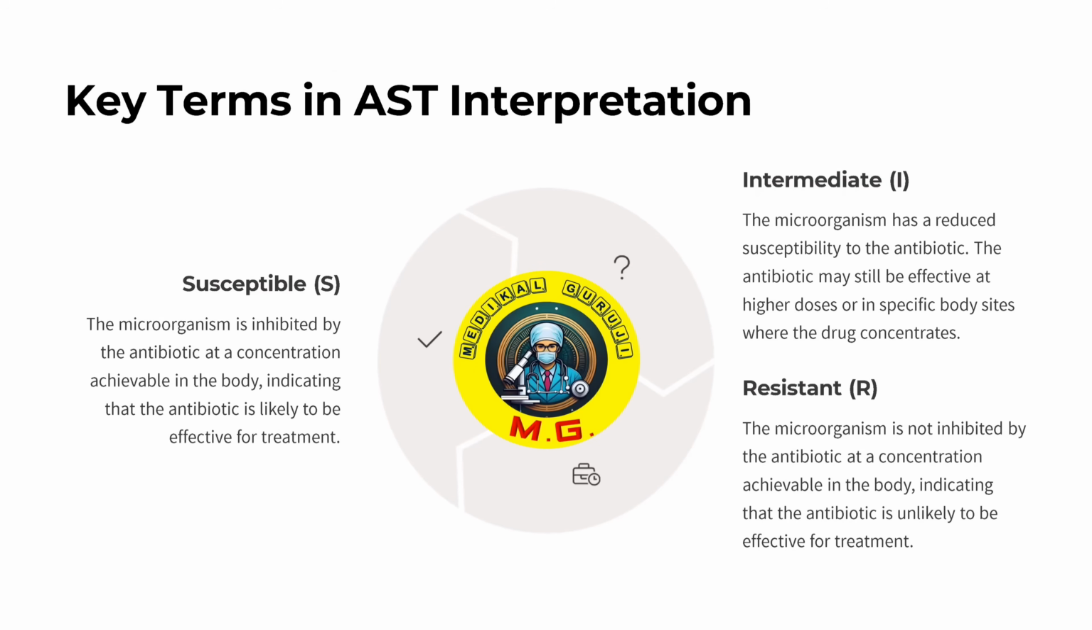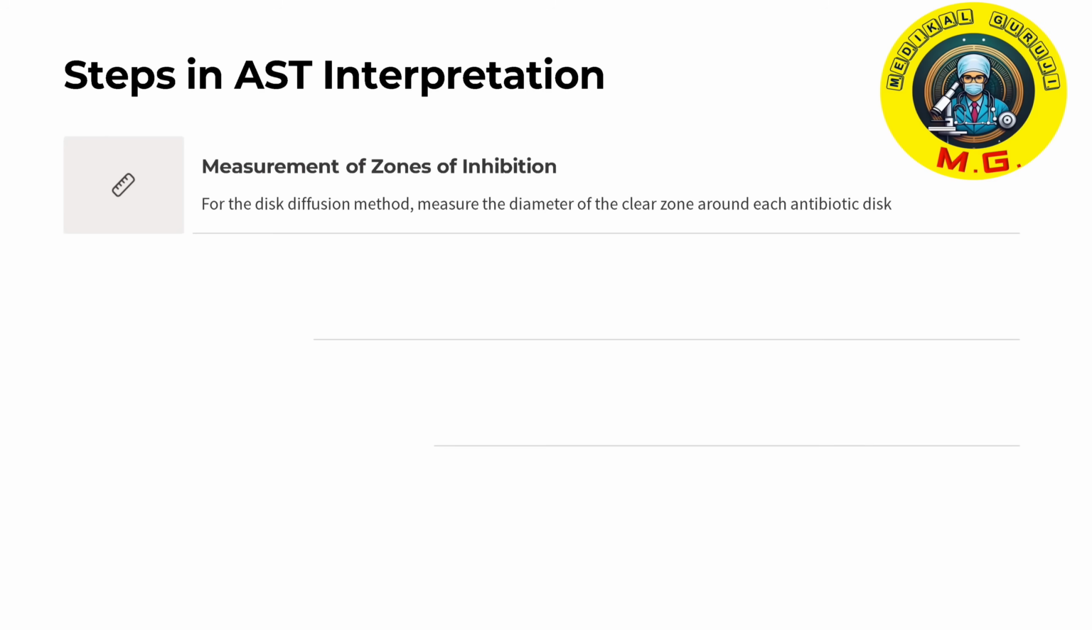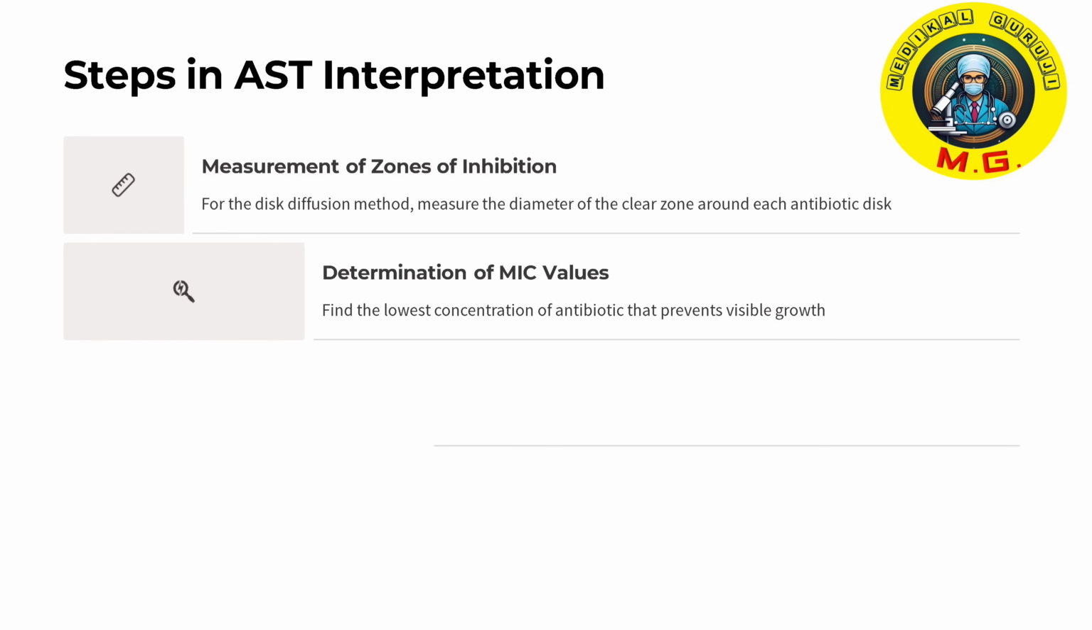Then there are various steps in the interpretation. The first step is the measurement of the zones of inhibition. For the disc diffusion method, the diameter of the clear zone around each antibiotic disc is measured. These measurements are compared with the standard reference values provided by organizations such as CLSI or EUCAST. The second step is determination of the MIC value. For methods like broth dilution and E-test, the MIC is determined. The MIC is the lowest concentration of antibiotic that prevents the visible growth of the microorganism.